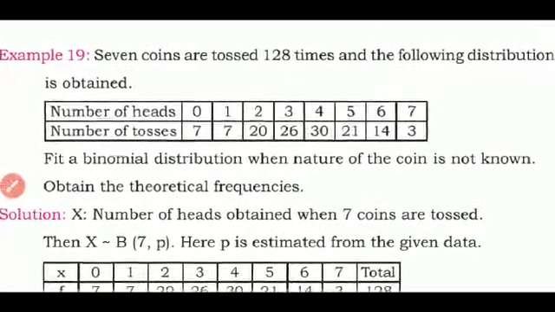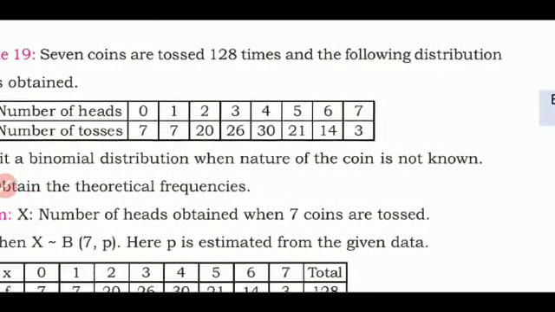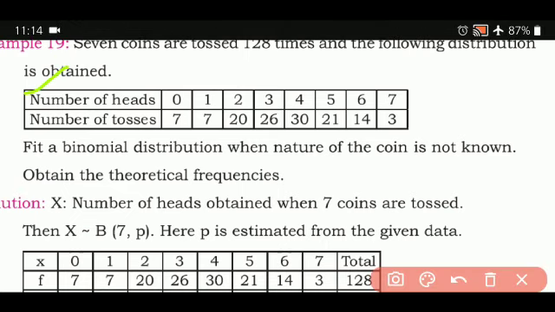What does the next example say? 7 coins are tossed 128 times and the following distribution is obtained. Number of heads, this is your x and this is your f. The minimum value is 0, maximum here it is 7. So here small n is equal to 7 and your capital N is equal to 128.